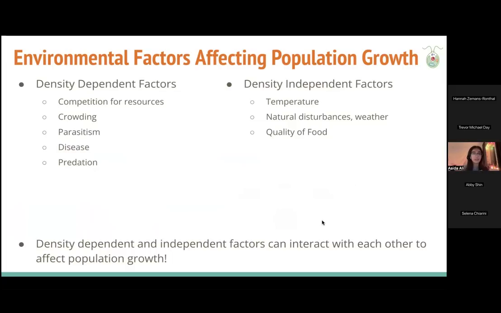And so the last point for environmental factors is that density dependent and independent factors can interact with one another to affect population growth. And so an example of this would be, let's say a heat wave comes in and it makes everyone really weak, and their immune system's not working very well. And so that increases the population's susceptibility for disease or infection. That's an interplay between the two where they play off of each other and affect population growth together.